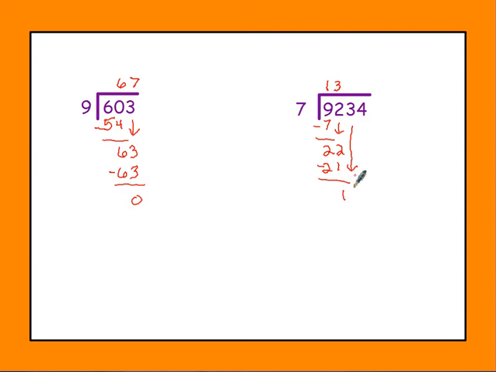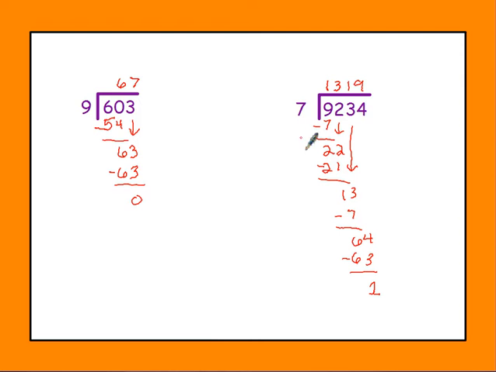Drop this 3. 7 times what will give me 13? Again, I can get close by 1. 1 times 7 is 7. Subtract. 13 minus 7 is 6. Drop that 4. 7 times what is 64? Again, I can get close. I have 9. 9 times 7 is 63. Subtract. 64 minus 63 is 1.